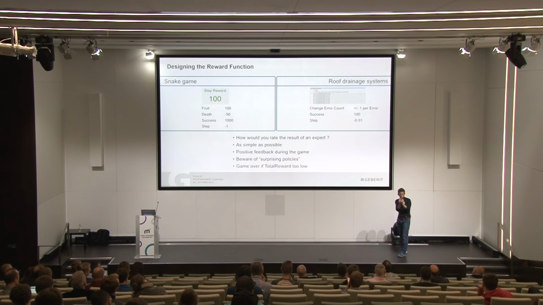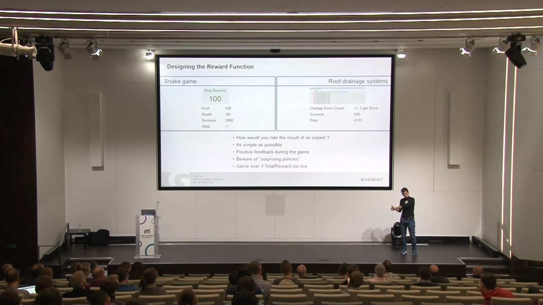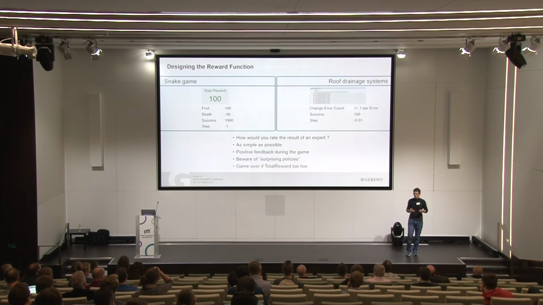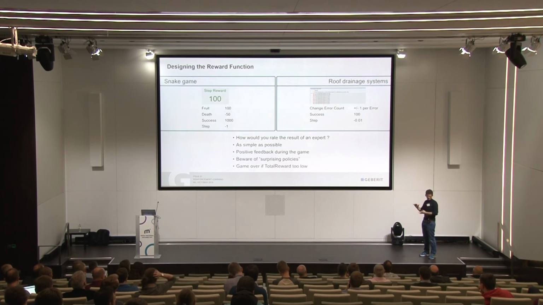So in general, it's also very tempting to put a lot of cleverness into this reward function. But often, the more cleverness you put into the reward function, the more surprises you get out of the policies. So it seems to be a good idea to start with as simple a reward function as you dare, but not simpler.